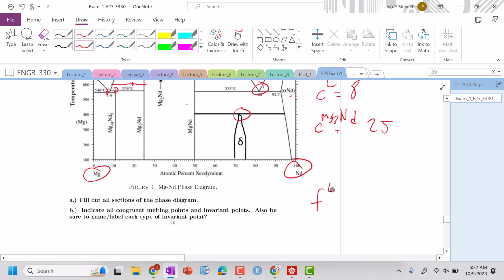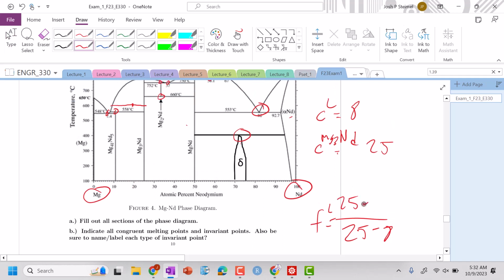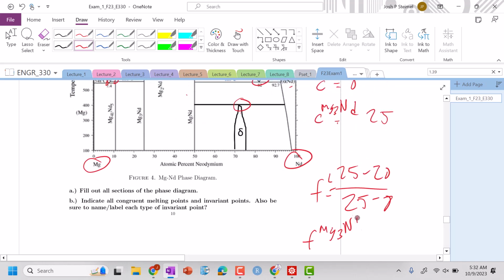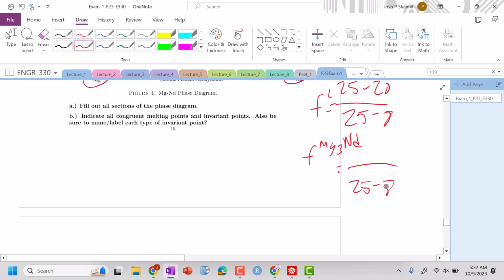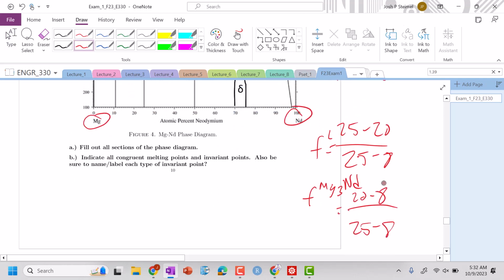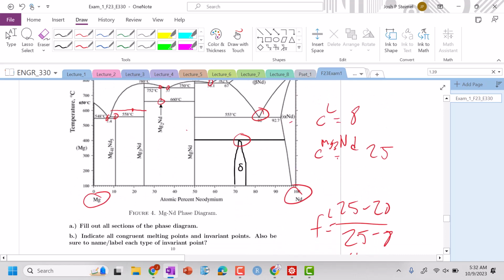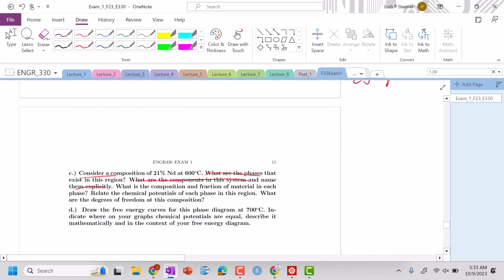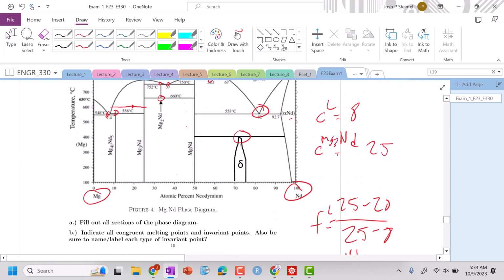If I want to do the fraction of my liquid, it's going to be equal to 25 minus 8 over, let's see, for liquid, we go from 25 minus 20. And the fraction that's in my Mg3Nd is going to be equal to 25 minus 8 over 20 minus 8, because I'm going to run away to that liquid phase. Excellent. So composition, what are the chemical potentials? They must be equal. Chemical potential of my liquid must be equal to chemical potential of my Mg3Nd. Good, good, good. Draw the free energy curves for 700.